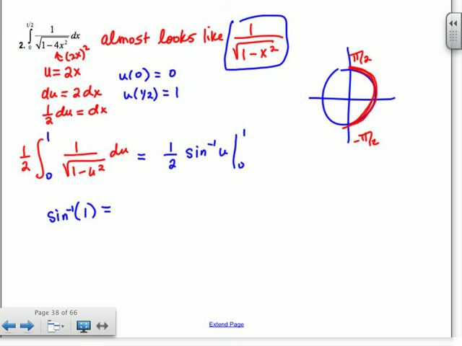Pi over 2. For the other one, if you have the inverse sine of 0, what gives you a sine value of 0? 0. So you have 1/2 on the outside, and inverse sine of 1, which is pi over 2, minus inverse sine of 0, which is 0. So you get pi over 4 for your answer.